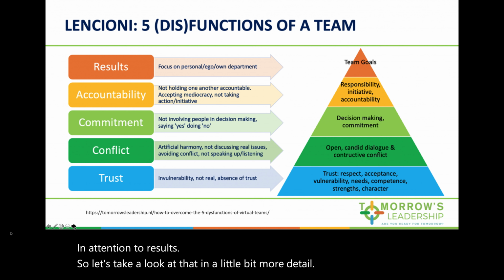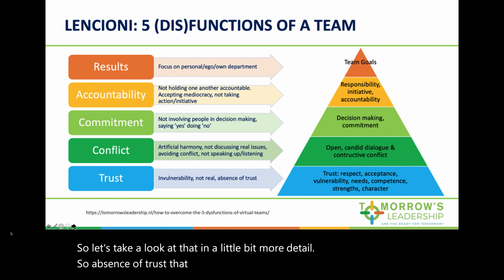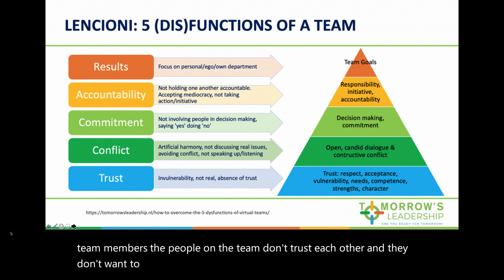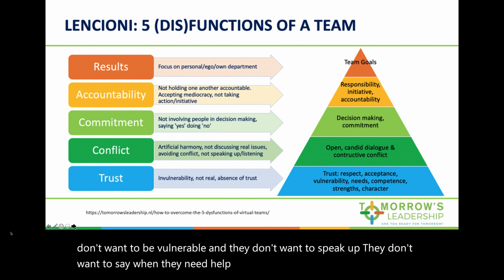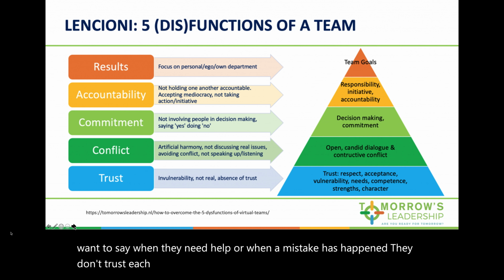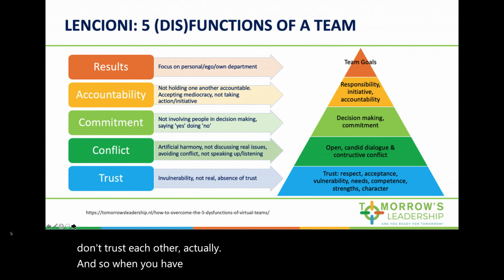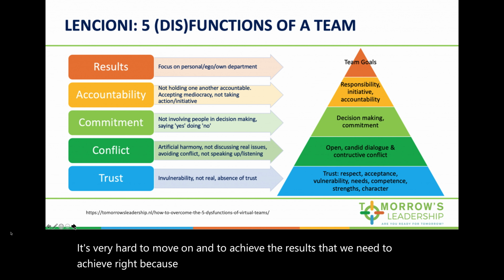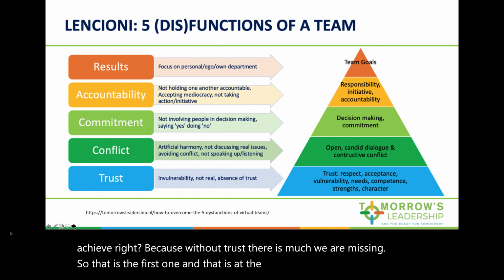So, absence of trust, that is our first dysfunction. And this happens when the team members, the people on the team, don't trust each other. And they don't want to be vulnerable, and they don't want to speak up. They don't want to say when they need help or when a mistake has happened. They don't trust each other, actually. And so when you have this absence of trust, it's very hard to move on and to achieve the results that we need to achieve, right? Because without trust, there is much we are missing. So that is the first one, and that is at the bottom of the pyramid.